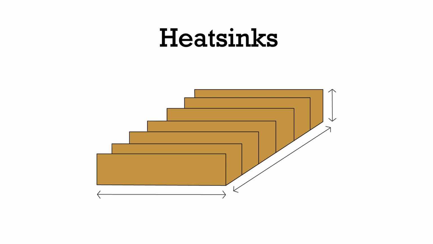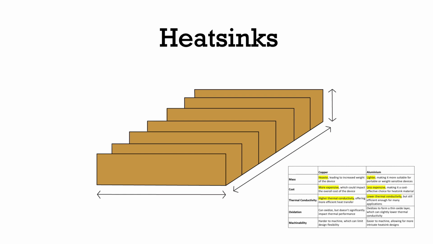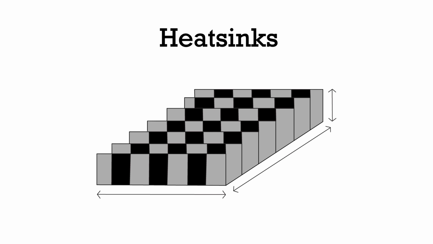Copper has a higher thermal conductivity than aluminum. This means that copper is better at absorbing heat and conducting it away from the heat source. But that doesn't always mean that copper is the best choice for a heatsink material. The way a heatsink is designed, that is its shape, size, and the spacing of its fins, also has a large impact on its effectiveness, and an aluminum heatsink with a good design can outperform a copper heatsink with a poor design.